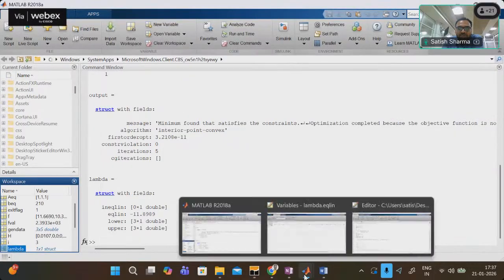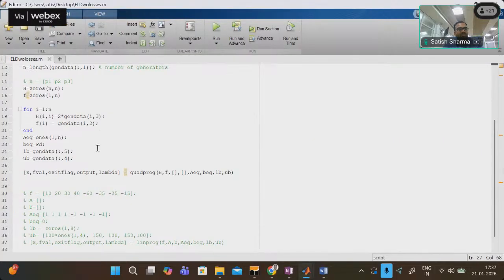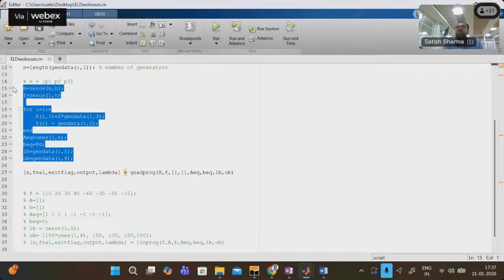If you see in MATLAB, I have written the same problem like this. Everything is defined here, this highlighted part. This is where everything is defined. Does it look like what we write in our notepad? No, right? It does not look like it.